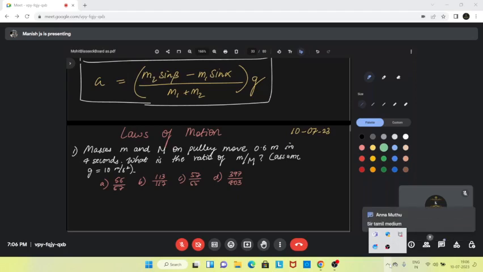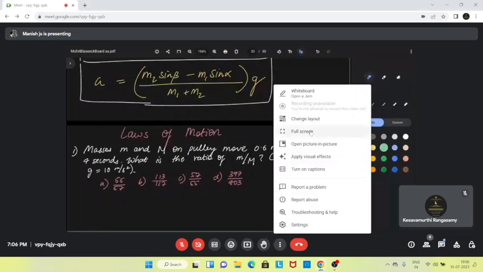For today, again, a continuation of laws of motion. Here is the first question on the screen. I'll just read out the question for you.